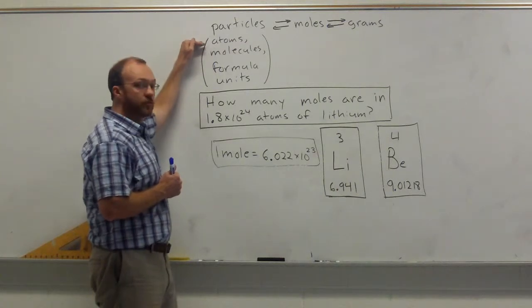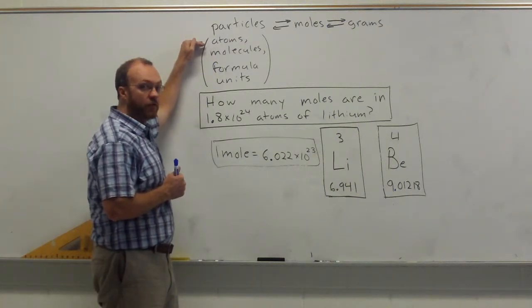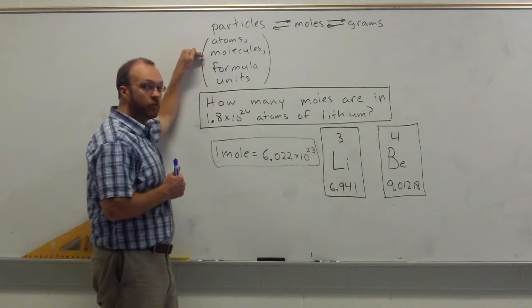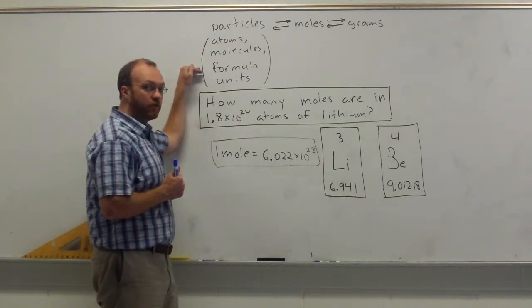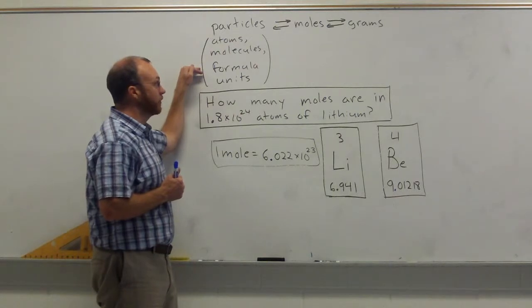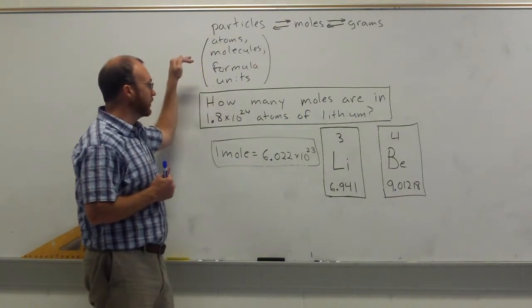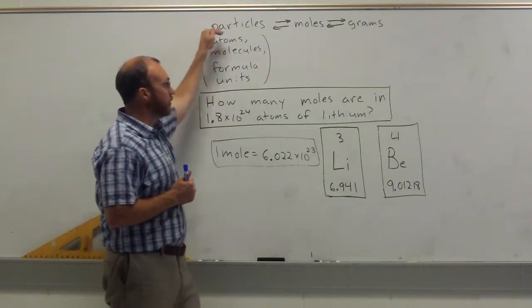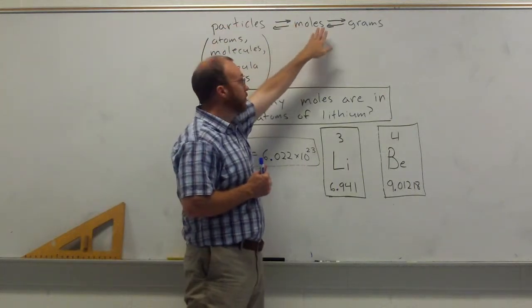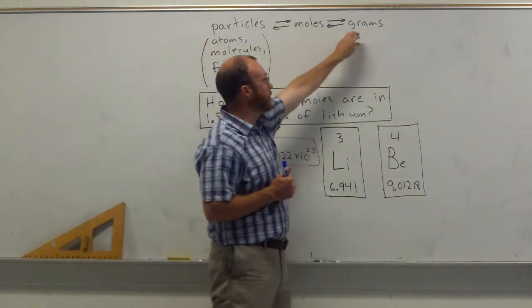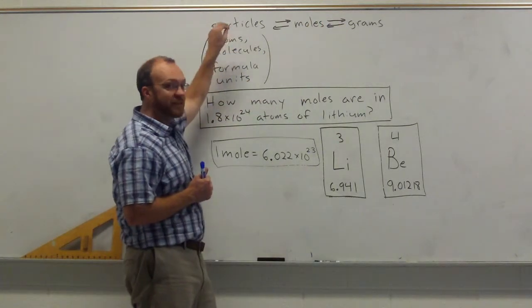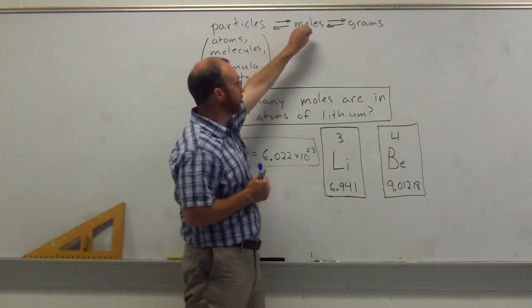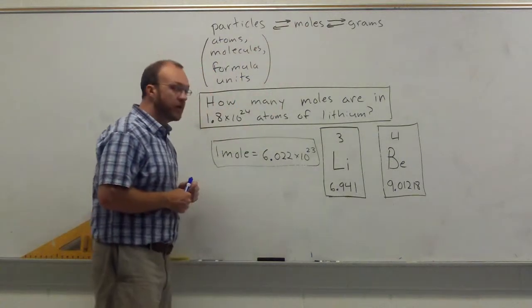That may be atoms, if we're talking about an individual element. It may be molecules, if we're talking about a covalent compound, or it may be formula units if we're talking about an ionic compound. What we're going to see now is that we can also switch particles back into moles. So the mole can be switched into something that we can measure, or it can be switched into something that we would like to count. It's a central idea for us.